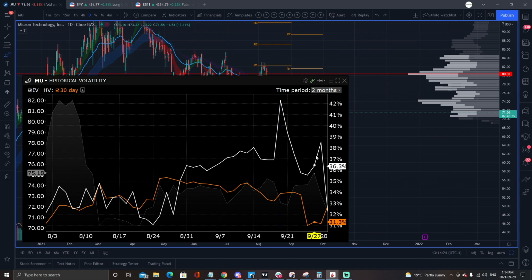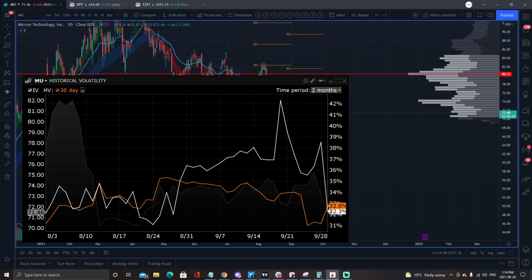Now you can see, even right before the earnings event, the IV was relatively high. It was about 39%. And right when earnings hit, we dropped a drastic amount. Even if you were right on direction, you're going to get slapped in the face by this drop in IV. It happens right away.